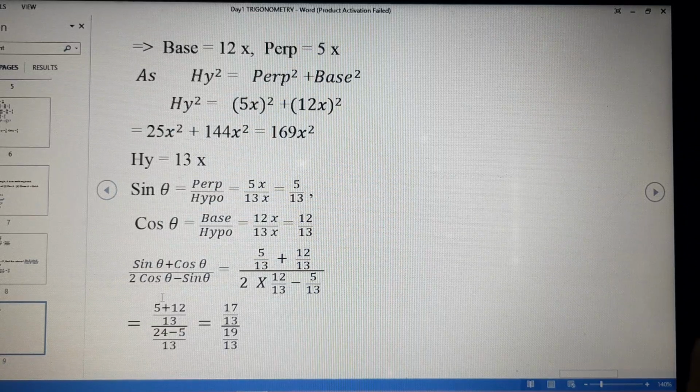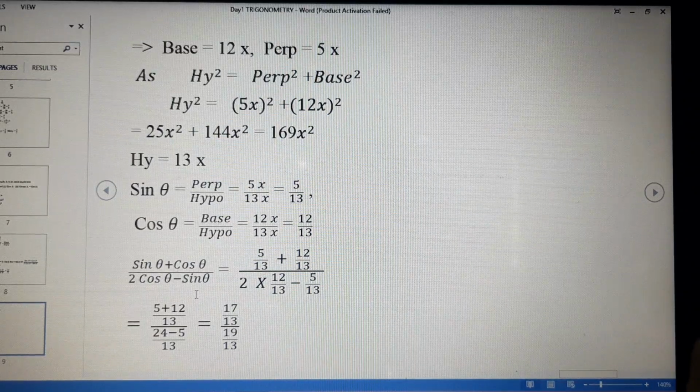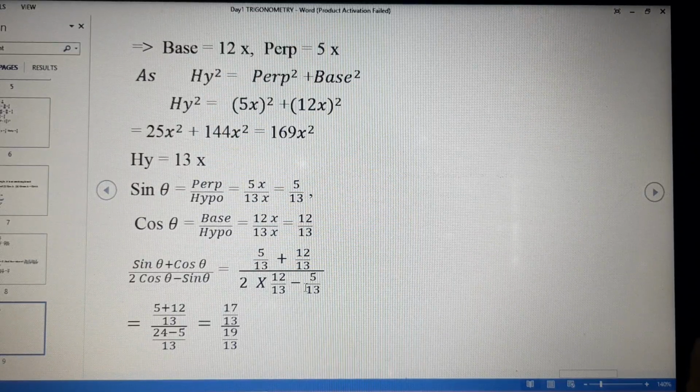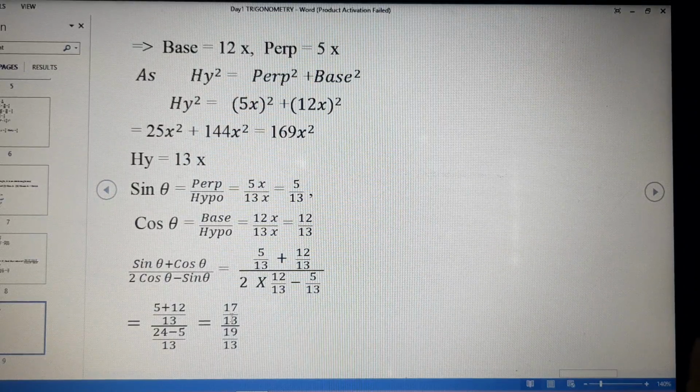We are supposed to find out the value of this thing, sin theta plus cos theta divided by 2 cos theta minus sin theta. So we have substituted the values. 5 upon 13 plus 12 upon 13, divided by 2 into 12 upon 13 minus 5 upon 13. Like fractions, so we need not take the LCM. 12 plus 5, that means 17.